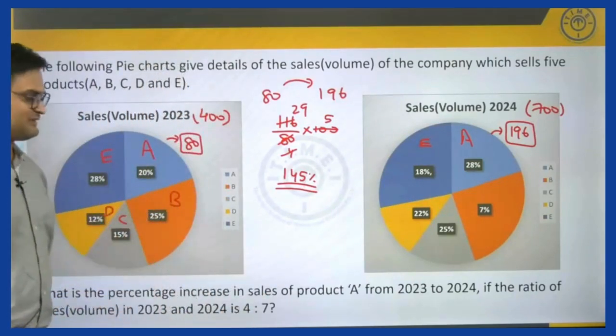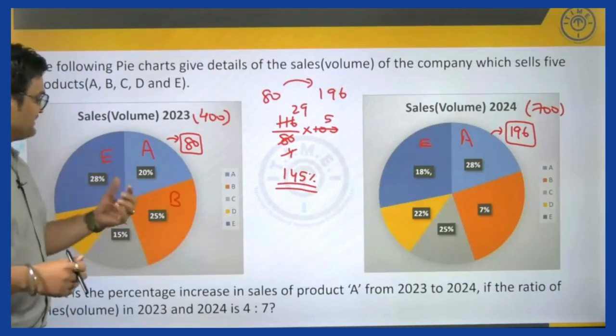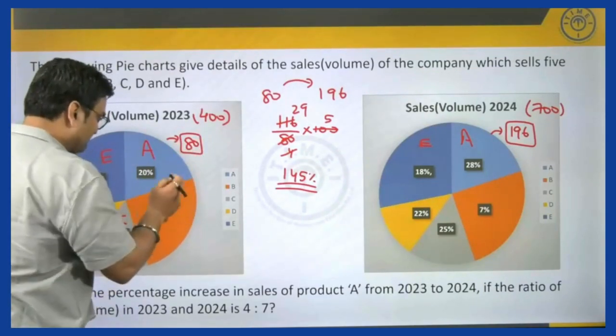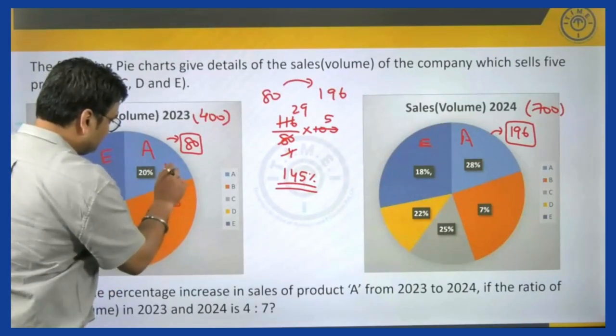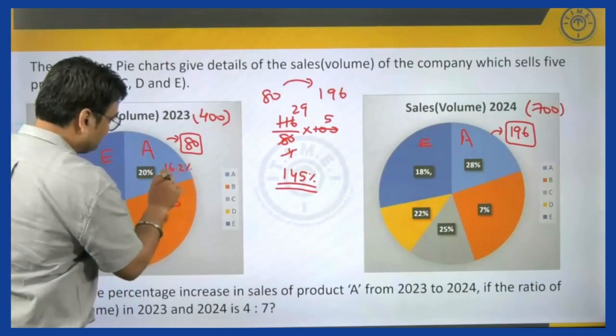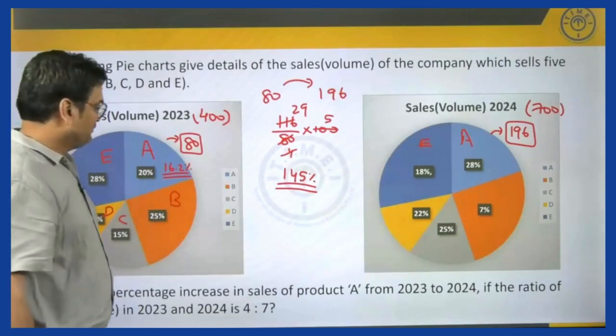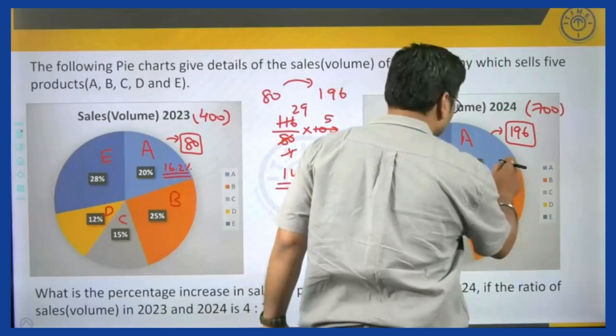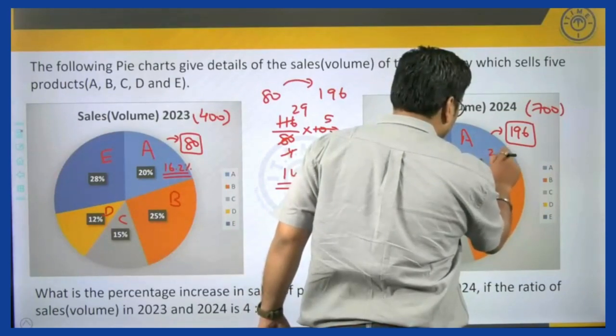But just imagine, had the percentages been, instead of 20 and 28, had the percentages been something like, observe, 16.2% here, okay, 16.2% here, and let's assume here they had been 21.6%.